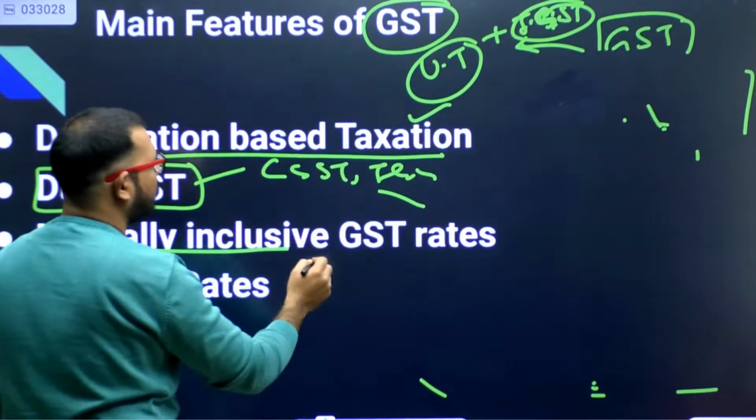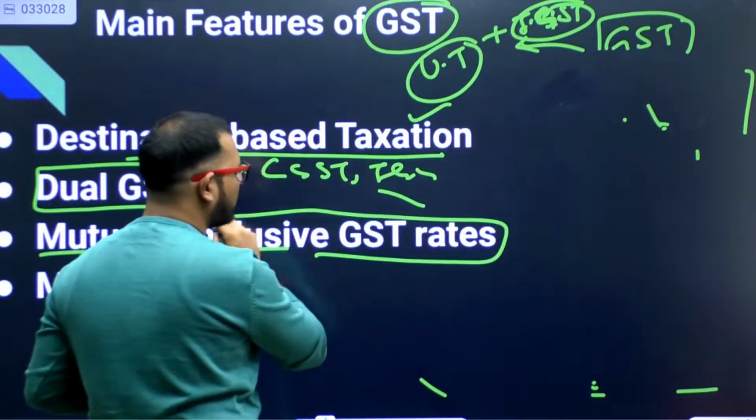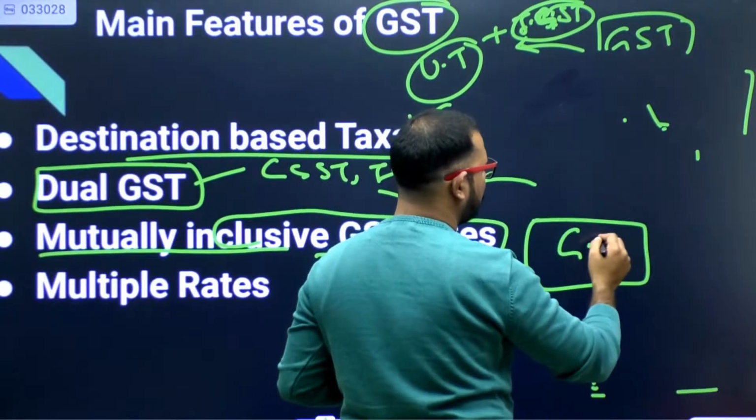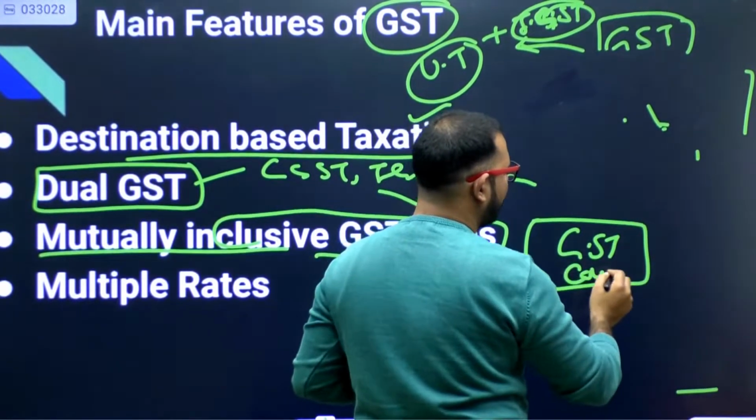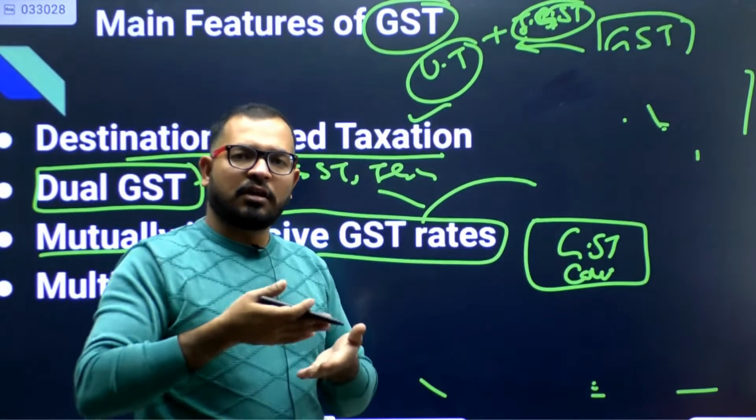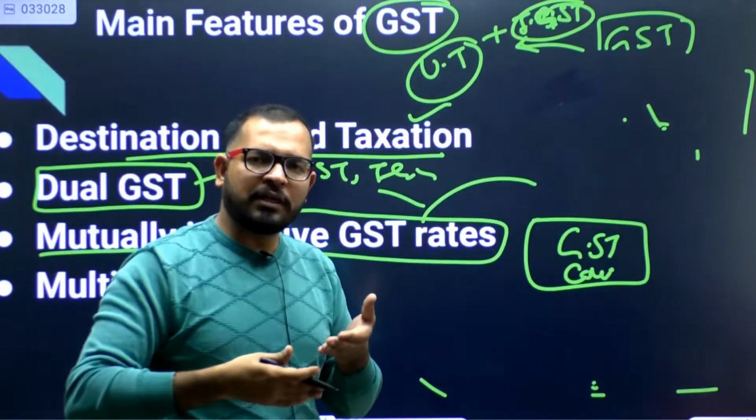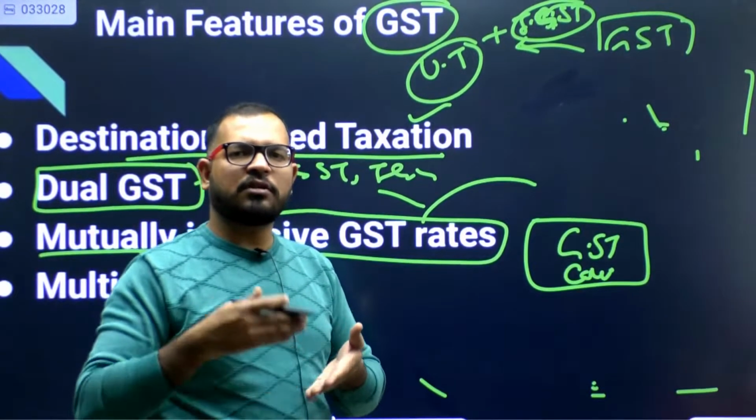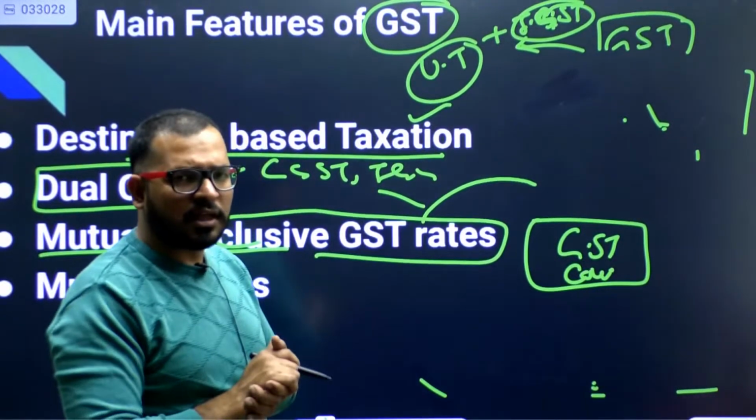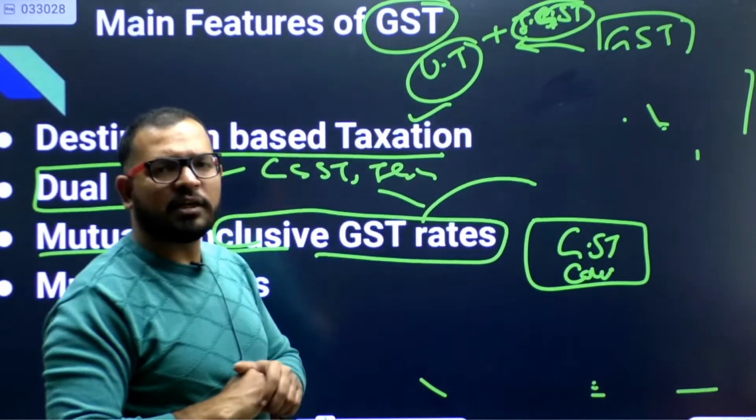Mutually inclusive GST rate. Mutually inclusive GST rate means there is a GST council which will decide the GST rates. This product will be charged this much of the GST, this product will be charged this much of the GST. Okay, how can you say that? And how does the GST council decide?